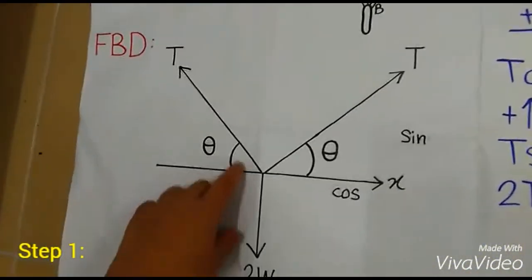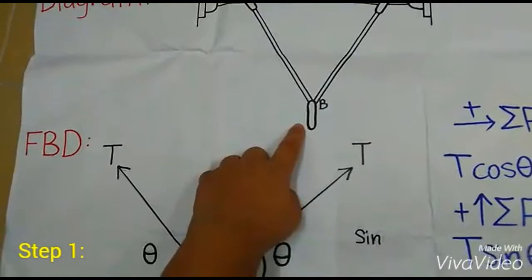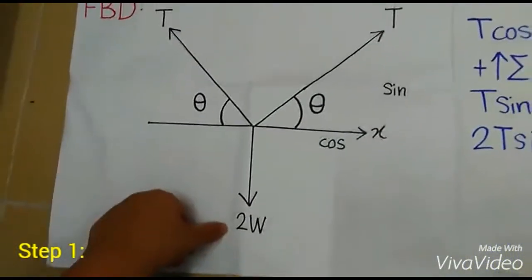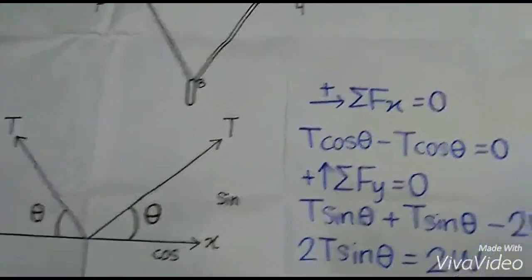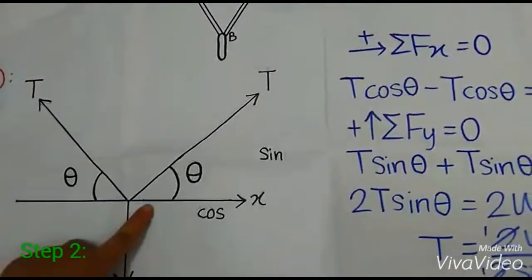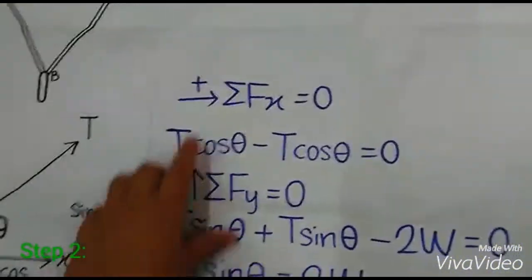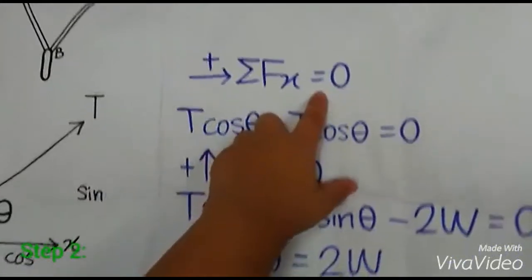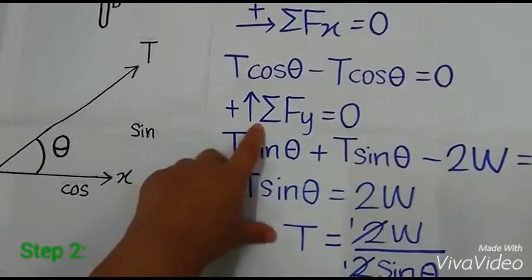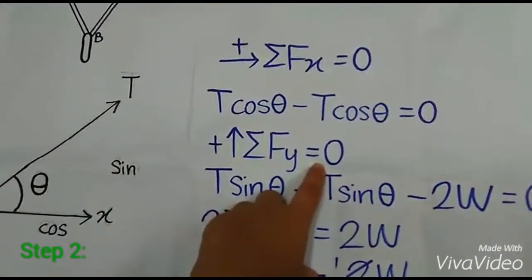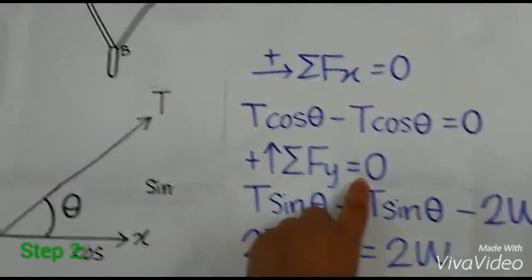Then the weight is pointing downward, so we must draw it downward, 2W. Okay. After this, we can do the summation of Fx equal to 0 and summation of Fy equal to 0. This is because the force is in equilibrium.